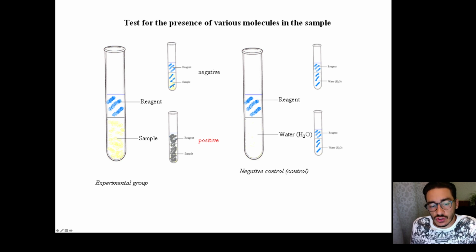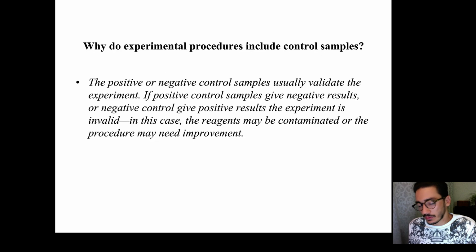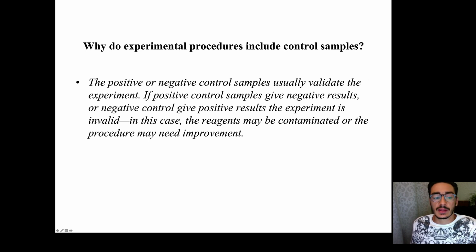If you don't have a change in color, you have a negative result. But then comes the negative control. So why do we need negative or even positive controls? To check the validity of your experiments. We have positive and negative control samples that usually validate the experiment.